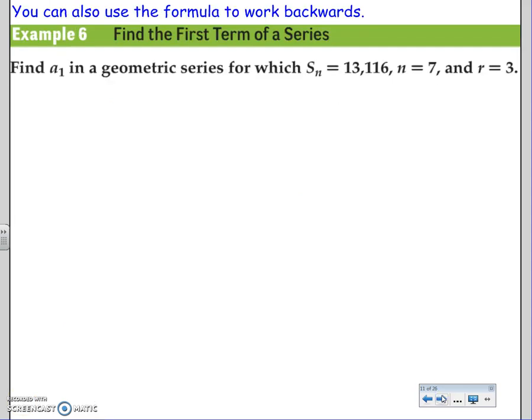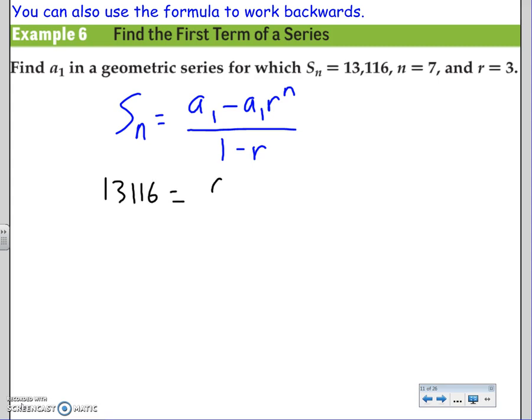All right, last example. You can also use a formula to work backwards. Find a sub 1 in a geometric series that has that sum, that n, and that r. So I'm using the same formula. S of n equals a sub 1 minus a1 times r to the n over 1 minus r. Let's fill in what we know. We know S of n is 13,116 equals a1, which we're missing. But actually, I'm pulling a1 out. I'm going to do GCF. GCF a1, so that'll be 1 minus r to the n over 1 minus r.